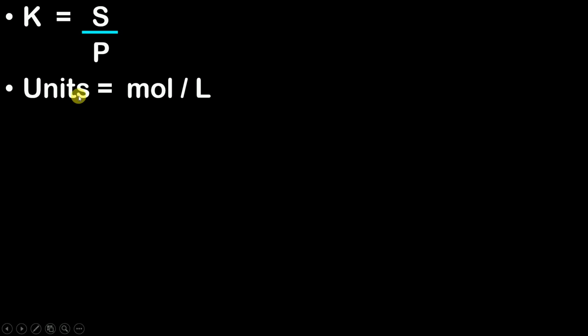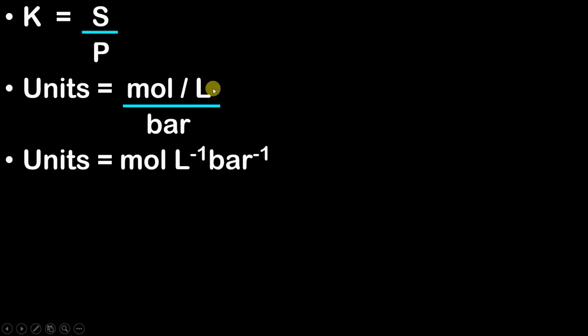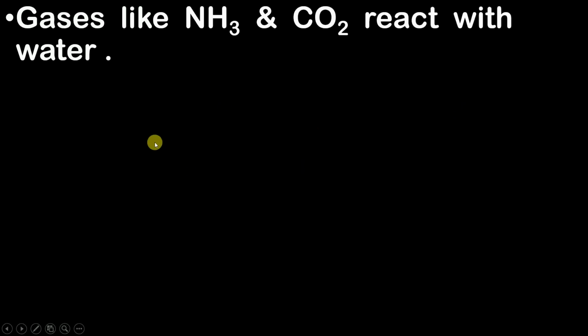And now the units of K will obviously be, in the numerator, the solubility is present in moles per liter, and in the denominator the pressure is in bar. Therefore I write the units as mole liter inverse. Why liter inverse? Because liter is also in the denominator, as you can see over here, and bar inverse. So when I take them in the denominator, they are going to have a -1 index over there.